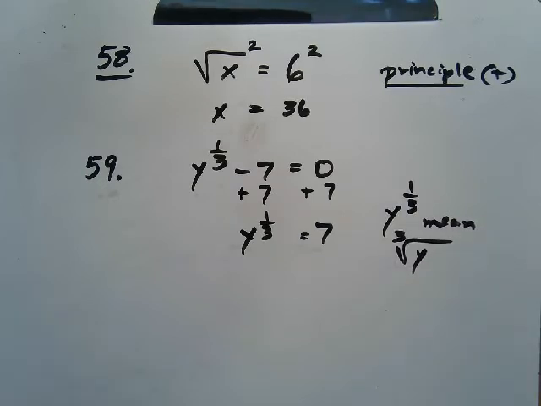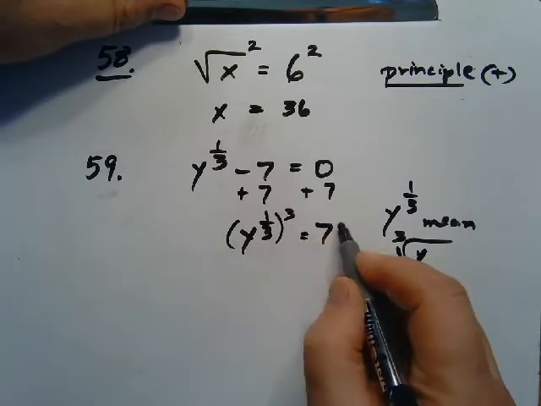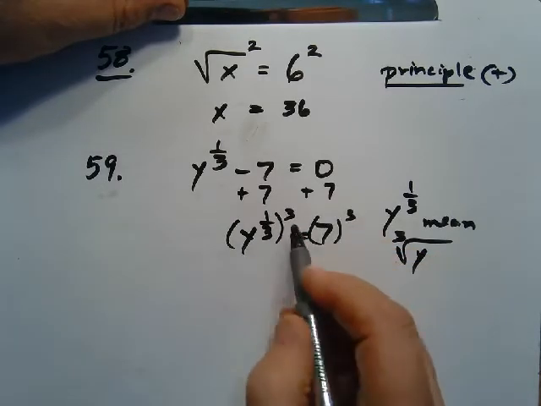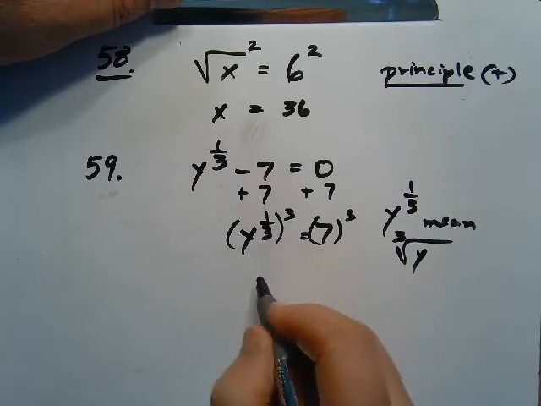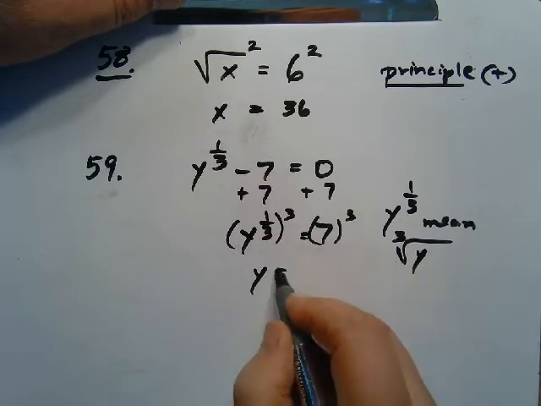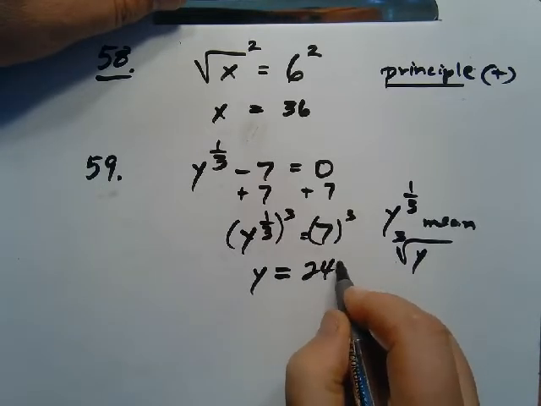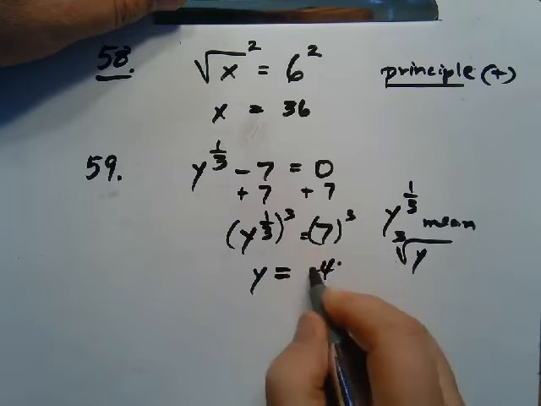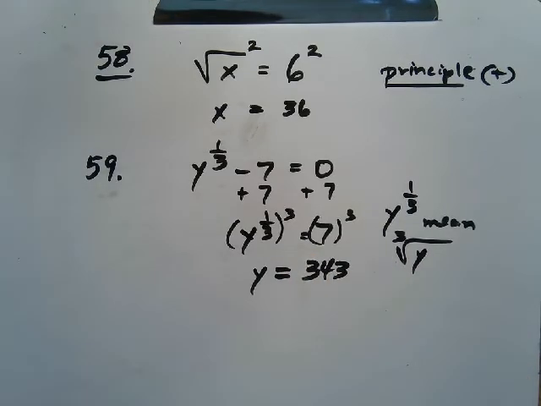Well, how do you undo the cube rooting? You cube something. So we're going to cube both sides of this equation, and a cube and a cube root undo each other. See, when I multiply the exponents here, powers of powers, it's going to be a 1, and it's going to go out. So y is equal to 7 to the 3rd power, and that would simply be 343. 7 to the 3rd power is 343.